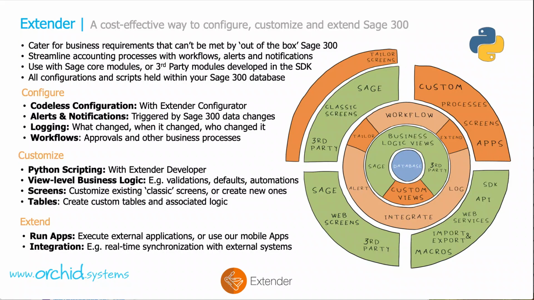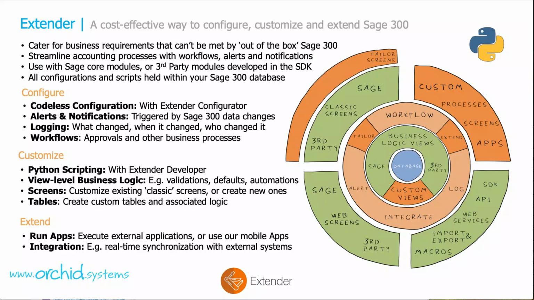Moving on now to Extender and how Extender can help with continuous accounting. Extender is a cost-effective way to configure, customize, and extend Sage 300. It can cater for business requirements that can't be met by out-of-the-box Sage 300. It lets you streamline accounting processes with workflows, alerts, and notifications, all critical for continuous accounting.